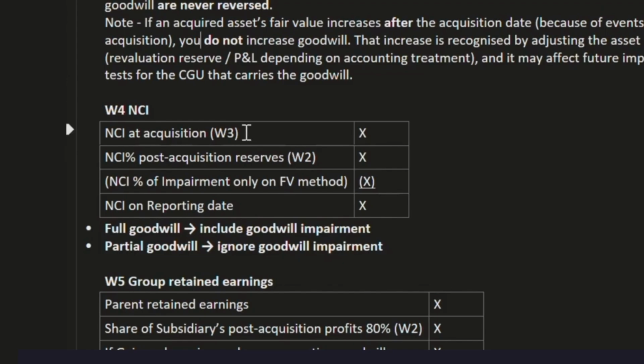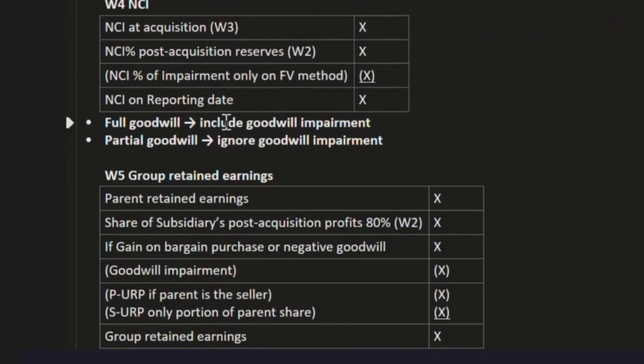Full goodwill method includes goodwill impairment. Partial goodwill method ignores goodwill impairment for the NCI only.